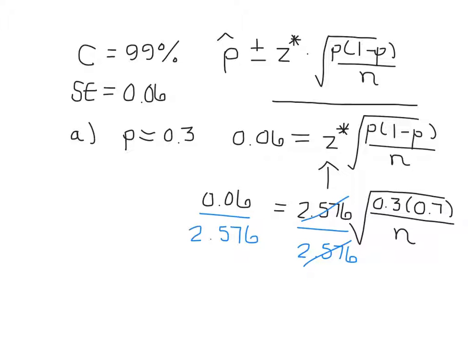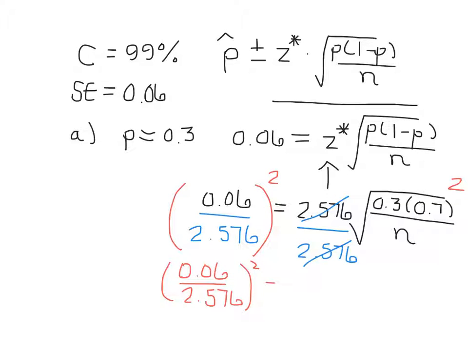And that'll eliminate the 2.576 in front. Then we notice that our n is underneath the square root. So we need to square both sides of our equation because the opposite of square rooting is squaring. And that'll give us our 0.06 over 2.576 quantity squared. And when we square a radical, it ends up just eliminating the radical. So 0.3 times 0.7 is 0.21. And so we have 0.21 over n. Now, again, I'm avoiding rounding until I get a final answer.